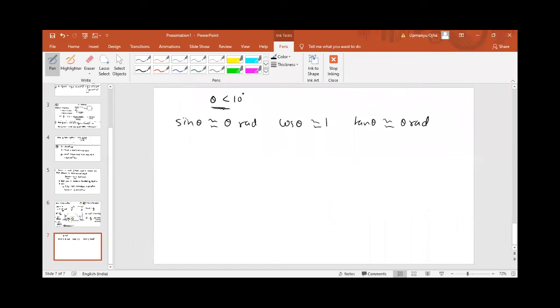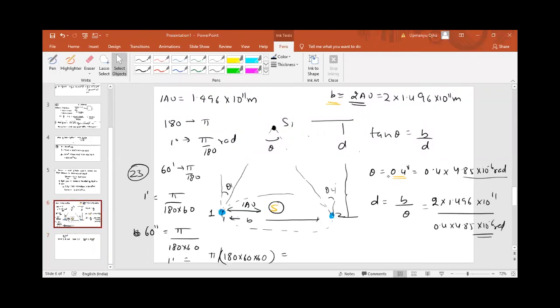So if theta is less than 10 degrees, then tan theta can be written as theta radians. Correct now? Fine. So here theta is very small. 0.4 second is a very small angle. So if it is a very small angle, then tan theta can be written as theta itself. So we are using that concept here, d equal to b by theta. If you solve this, you'll get the answer.